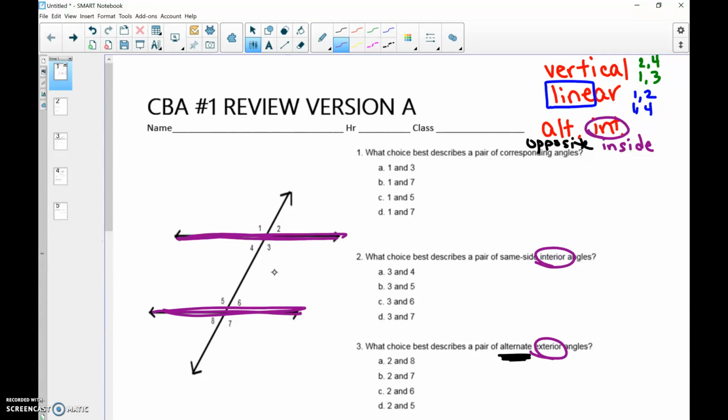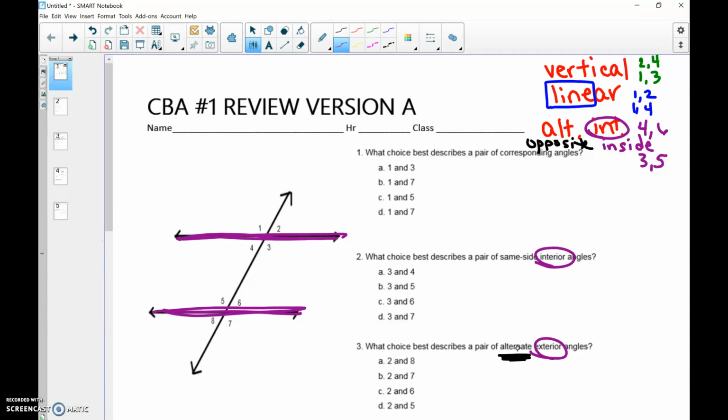So these 4 are interior angles. 4 and 6 would be one pair of alternate interior. And then obviously the remaining pair would be 3 and 5. Now be careful, because it's not 4 and 3. Okay, they are on opposite sides and they're between the lines, but those are linear angles. Remember, we talked about that a little bit earlier.